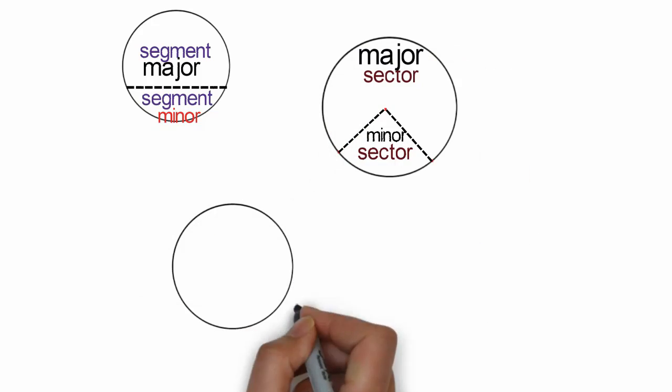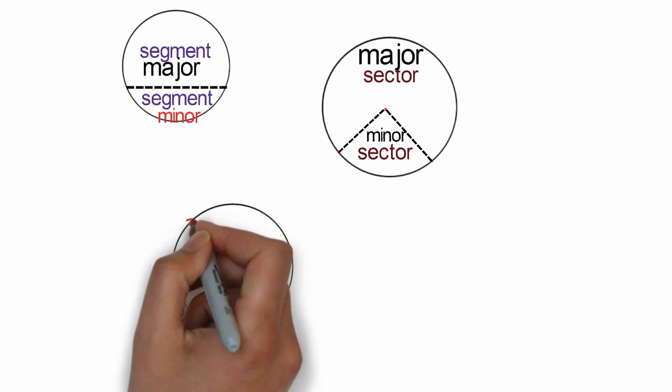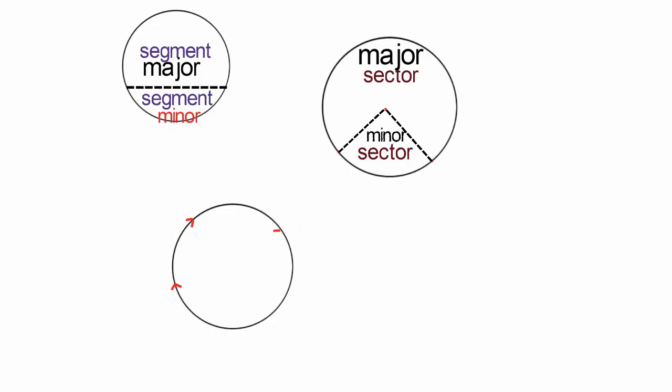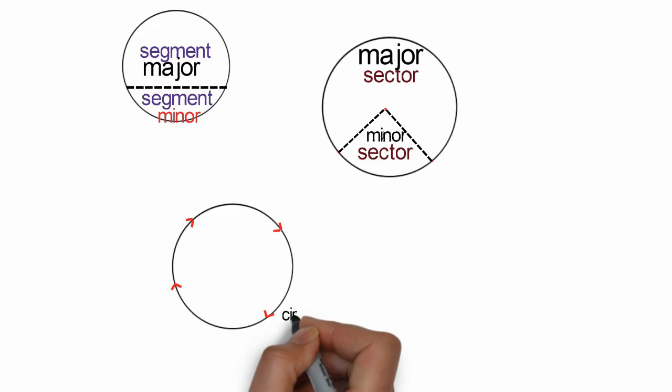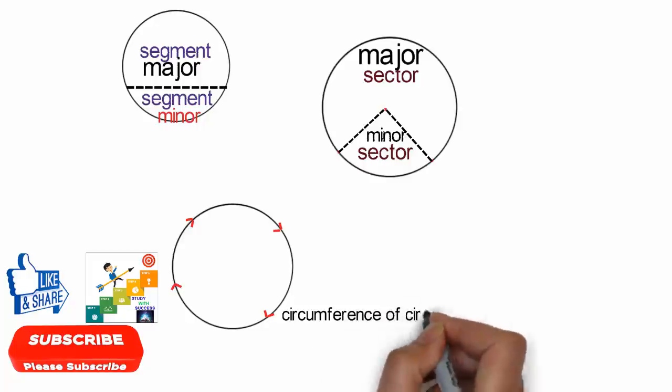Moving to the next point, if you move along the boundary of the circle, then the total length of the boundary will be called the circumference of the circle. Thank you.